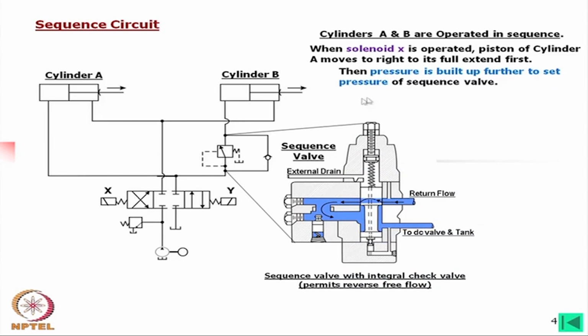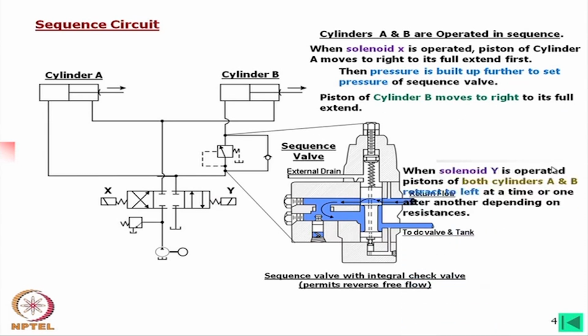Then pressure is built up further to the set pressure of the sequence valve. We have set a pressure setting. So the oil will now try to pass through this, but it cannot; it will move cylinder A to its end position, and now pressure is building up. Once the pressure is built up, then oil will go through this, and it will operate B. The piston of cylinder B moves to the right to its full extent now.